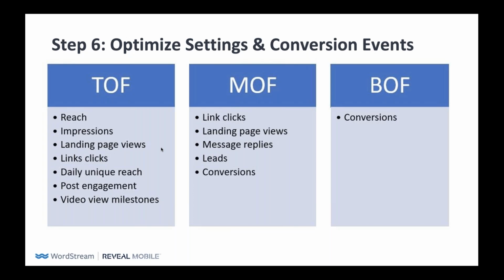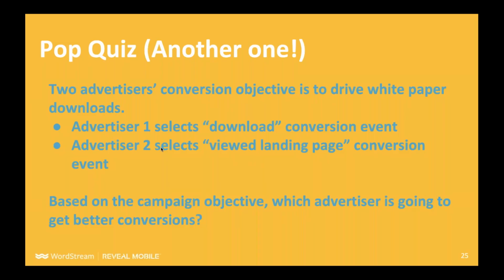Going back to another example, if 2 advertisers' conversion objectives are to drive white paper downloads from their campaign, there are going to be different things that they could be choosing from in regards to that ad delivery setting. So I actually have a pop quiz that I want to ask you in regards to this. 2 advertisers' campaign conversion objective is to drive white paper downloads. Advertiser 1 selects the download conversion event, while advertiser 2 selects the viewed landing page conversion event. Based on the campaign objective, which advertiser is going to get better conversions?